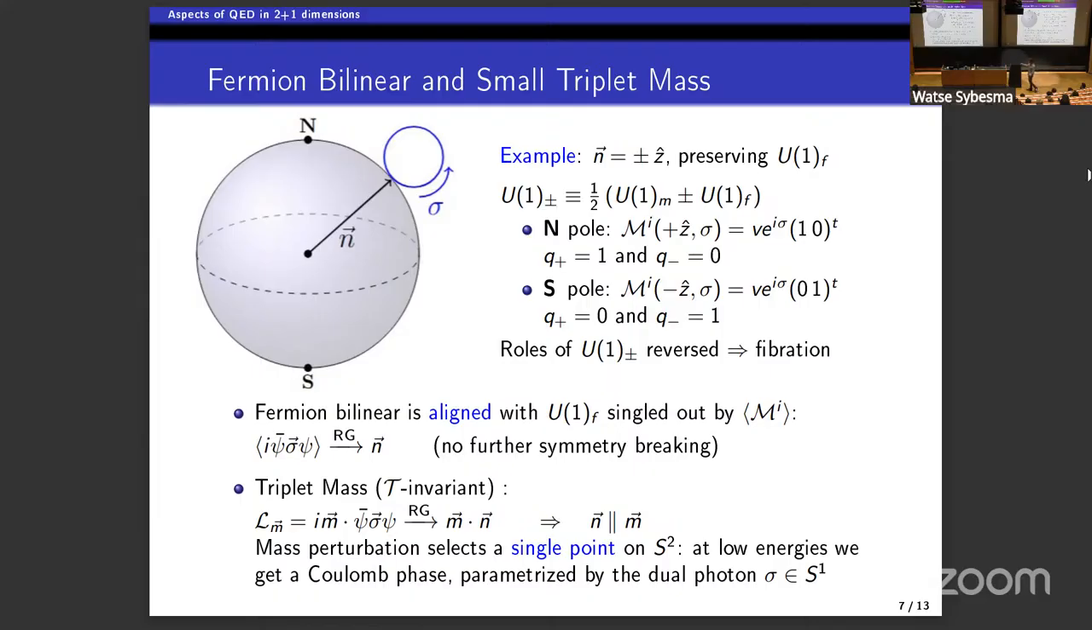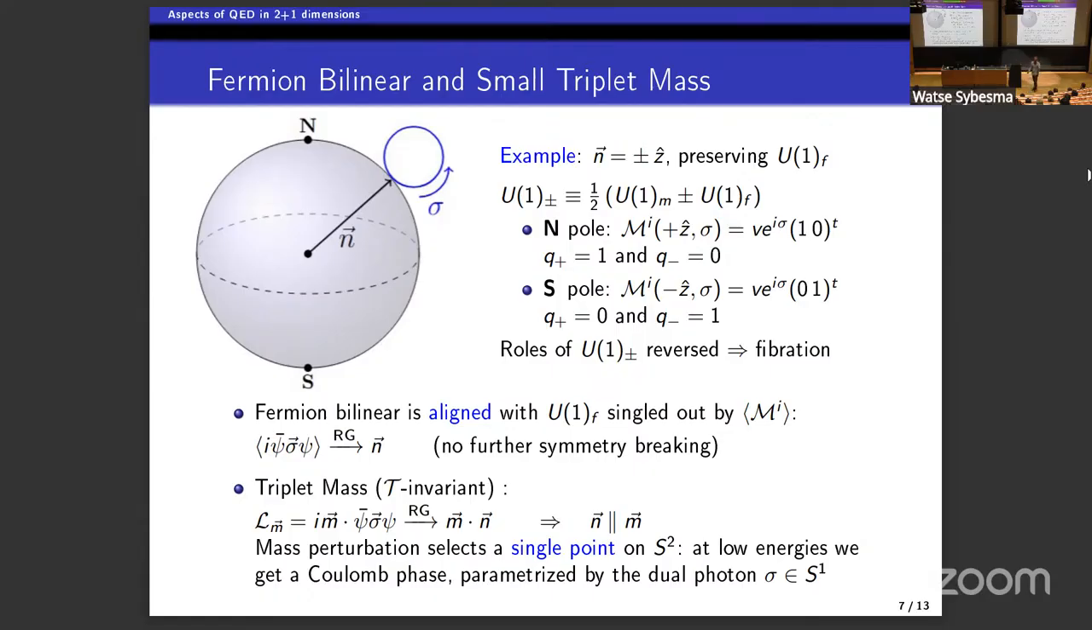So if you know this, then you can ask yourself, okay, what happens if I give a mass to the system? I'm using a time reversal invariant mass, okay? So a mass that gives opposite signs to psi1 and psi2. And if you do the RG flow, what you will get is that a mass will completely lift the base, right? Because you have to minimize this Lagrangian, and you will see that n has to be aligned with the mass direction. So once you give a mass, the S2 is lifted, you just get a point, and on this point there will be a circle.